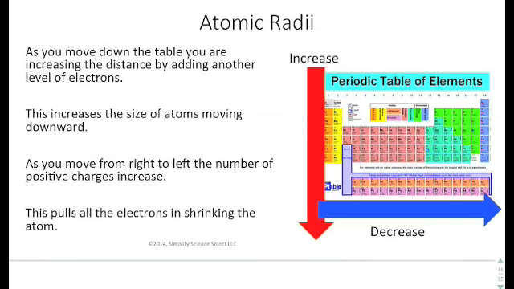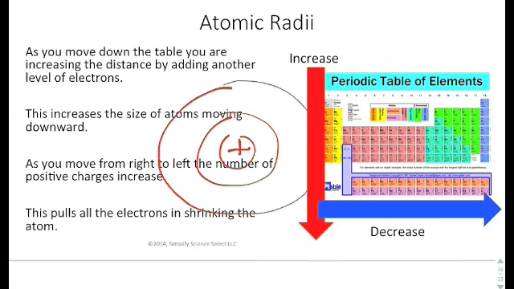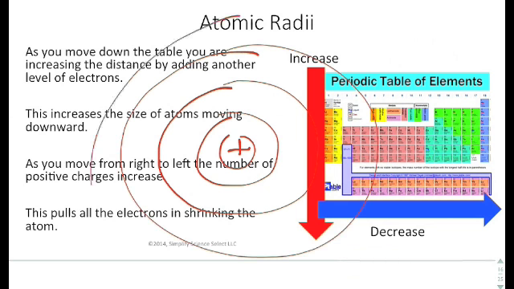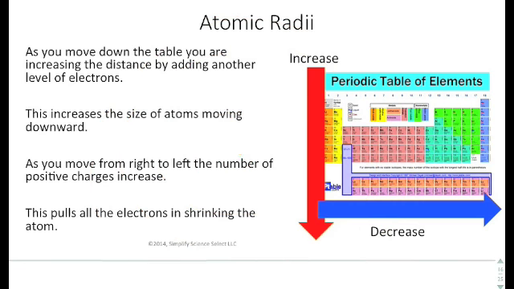Okay, if you were to look at the trends for atomic radii, you would notice that as you move down the periodic table, you increase the distance by adding another level of electrons. So as I go down the periodic table, here's my first one, hydrogen. When I go to lithium, it's the same thing, but I add one. When I go to sodium, it's the same thing, but I add another layer. So as you move down the periodic table, the trend is increasing. The atomic radii increases because you're adding another layer.